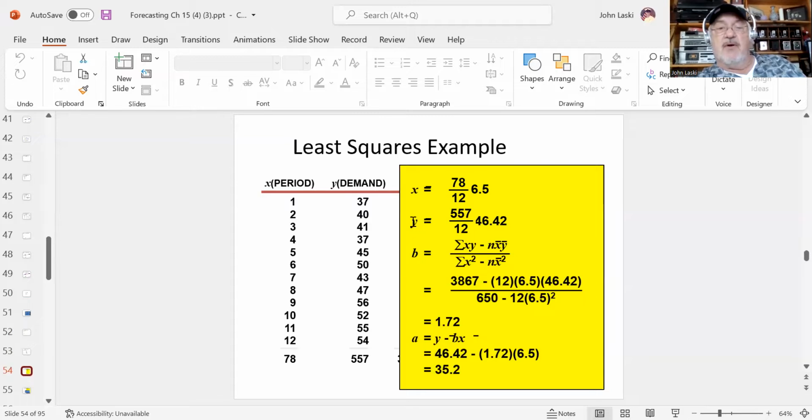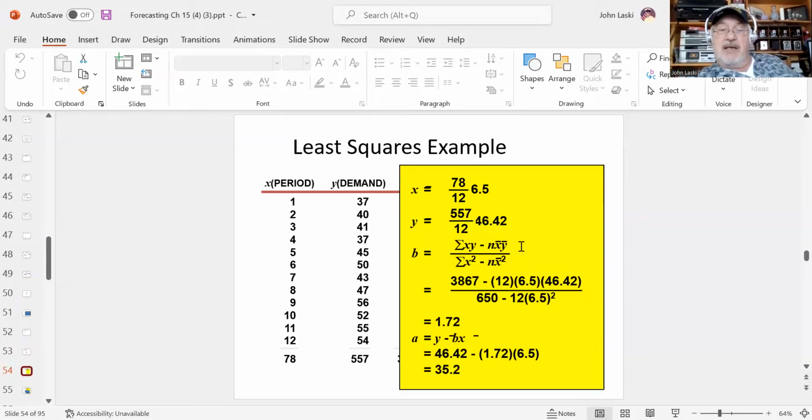Same thing here. Y bar. I know it looks like Y, but there's actually a bar that seems to have shifted over there. But anyway, Y bar is the sum of the y's, which is 557, divided by n, the number, which is 12. Y bar equals 46.42. Expected x is 6.5, expected y is 46.42.